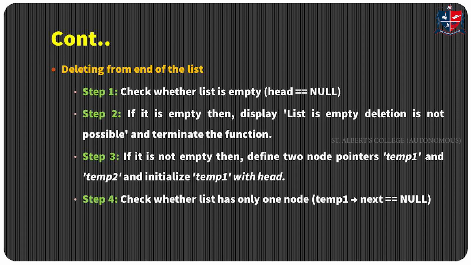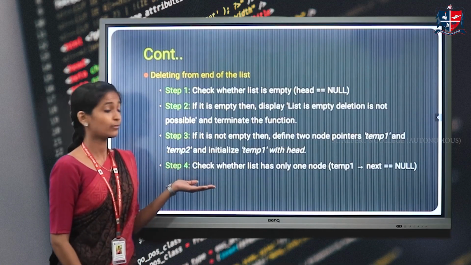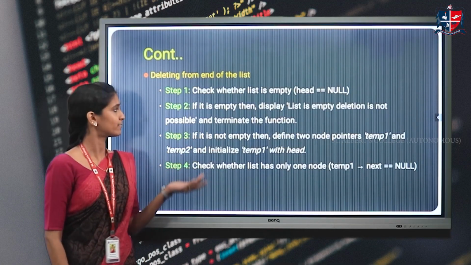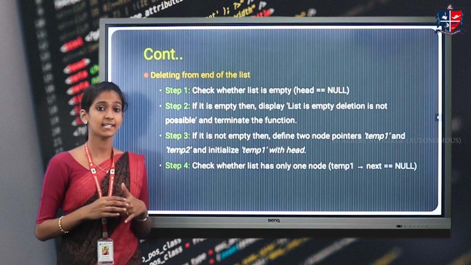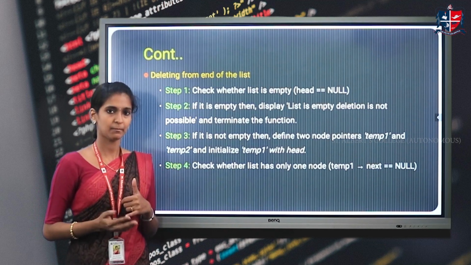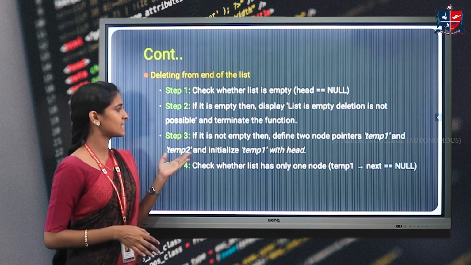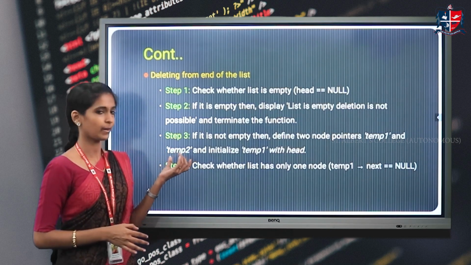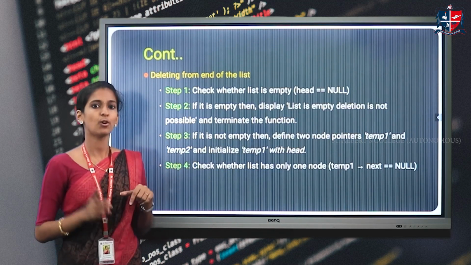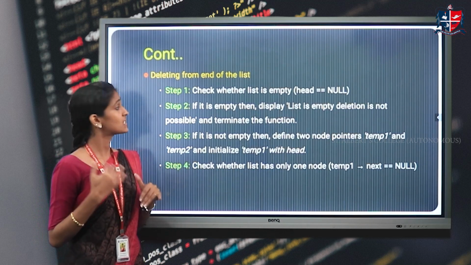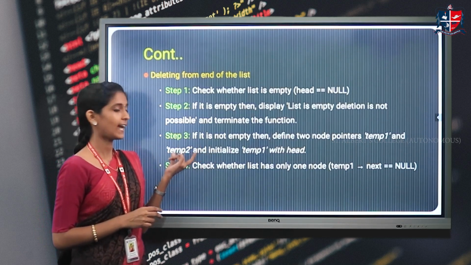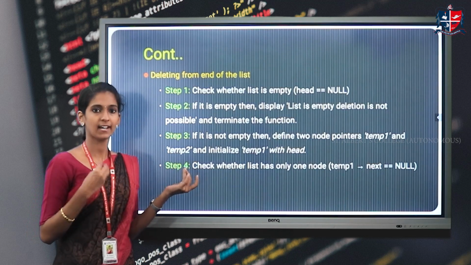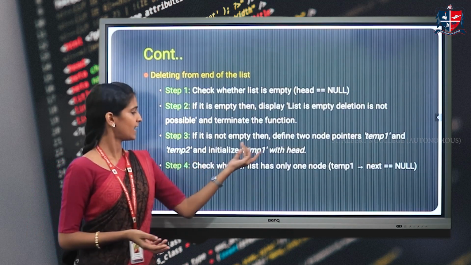Now let's see how the deletion operation can be performed at the end of the linked list. This is the algorithm for deletion from the end. First of all, check whether the list is empty by using the condition head is equal to null. If the list is empty, just terminate the function. If it is not empty, define two pointers. In the case of deletion at the beginning, you define only one temp pointer, but in deletion at the end, you define two, temp1 and temp2, and initialize them to the head value.